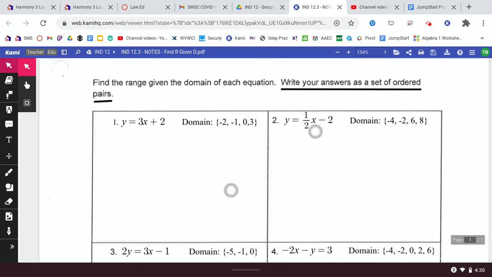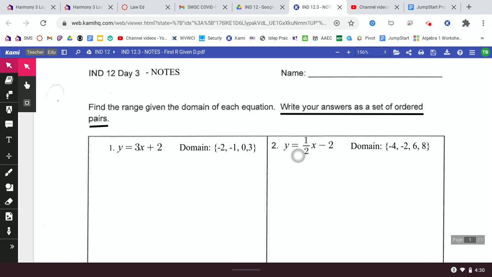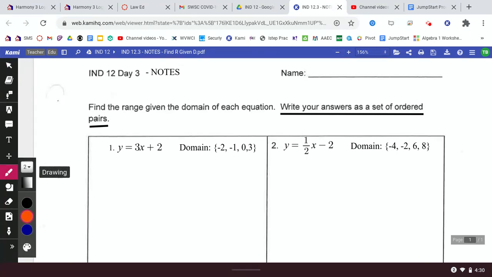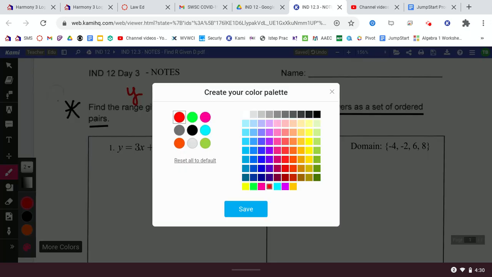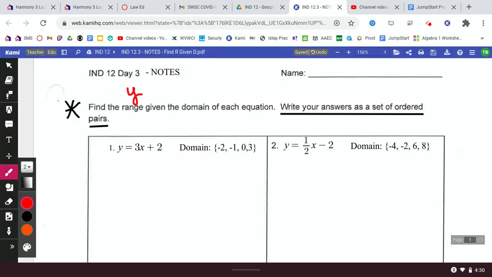All right, so first thing I want to cover is just a quick recap. Look at our directions here. Find the range given the domain for each question. Well, if we remember, our range is our y, and our domain is our x. So range is just a fancy term for y, and domain is a fancy term for x. So what this means is we need to find the y's when we're given the x's.